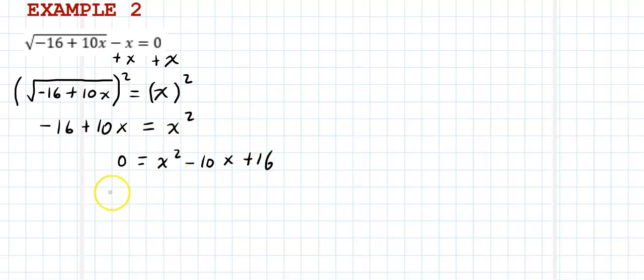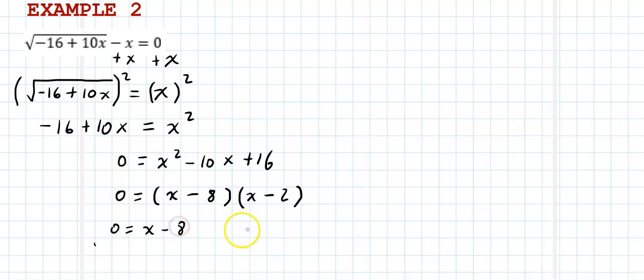For the solution, we need to factor the polynomial. So we are going to find two numbers whose product is 16 and whose sum is negative 10. And those numbers are negative 8 and negative 2. So one solution is 0 equals x minus 8, and the other solution is 0 equals x minus 2. x equals 8 or x equals 2.